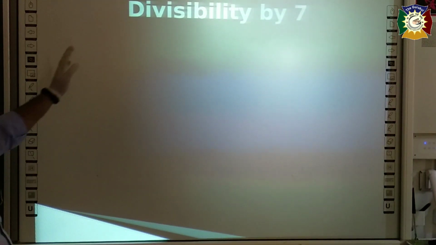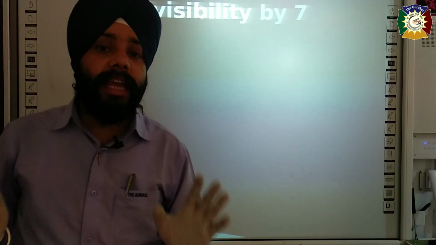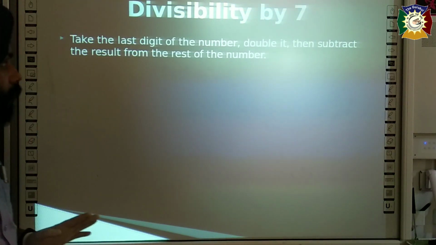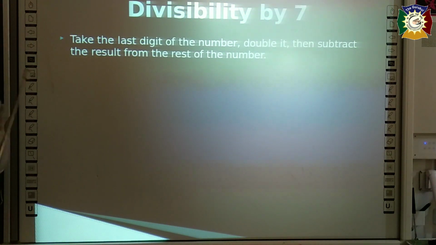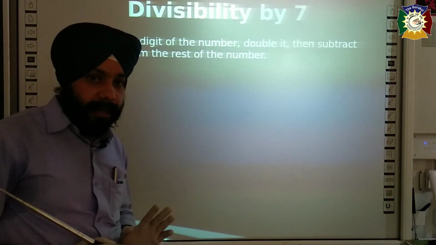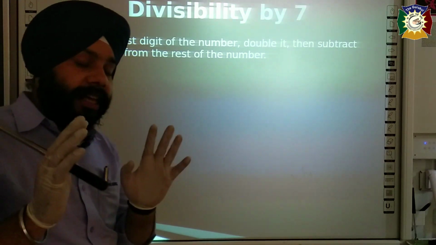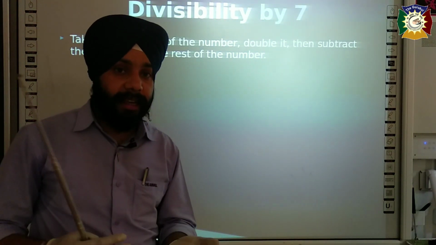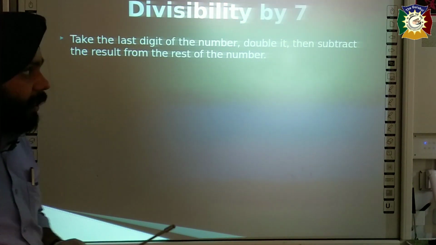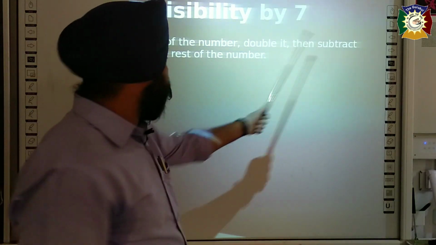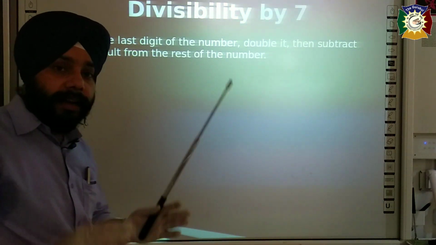Now next is divisibility by 7. This is a very important divisibility rule. Look carefully: suppose we have a number. Take the last digit of that number and double it, which means multiply by 2. Then subtract the result from the rest of the number.